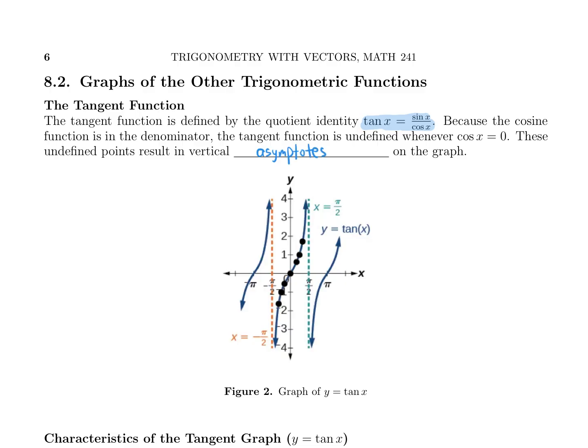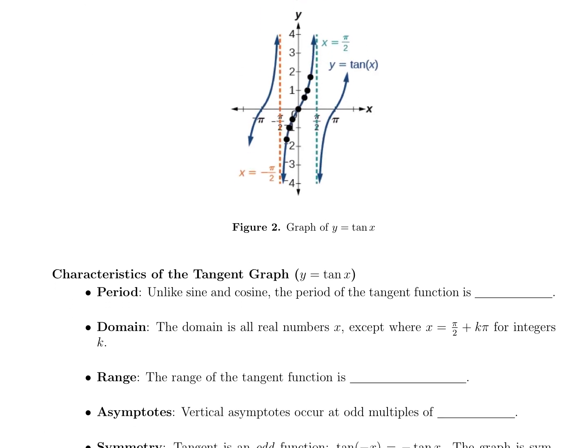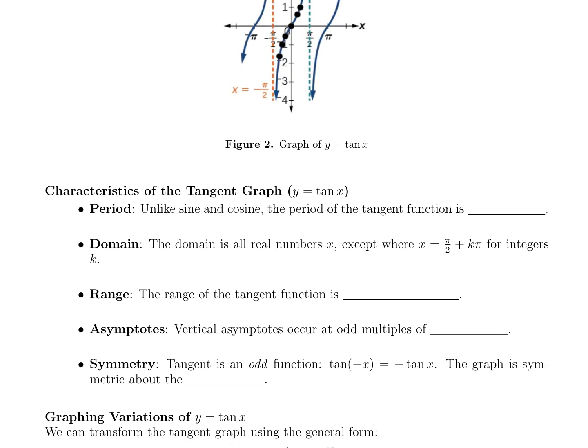As you can see, the asymptotes are here. You can see that they're dotted vertical lines. So tangent graphs will always have asymptotes, as you can see there. All right, let's look at the characteristics.